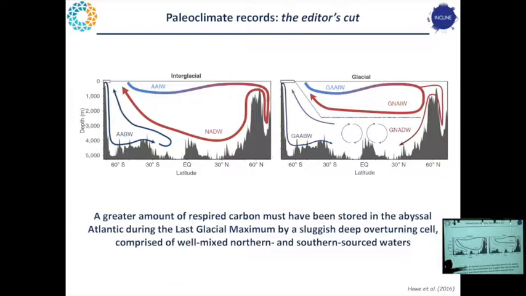So a greater amount of respired carbon, and this is very much the CO2 that is no longer in the atmosphere. It's synthesized into organic matter in the photic zone, sinks to the bottom of the ocean, and is respired, being in the form of CO2 and total dissolved organic carbon. It must have been stored in the abyssal Atlantic during the last glacial maximum by a sluggish deep overturning cell comprised of well-mixed northern and southern sources of waters.